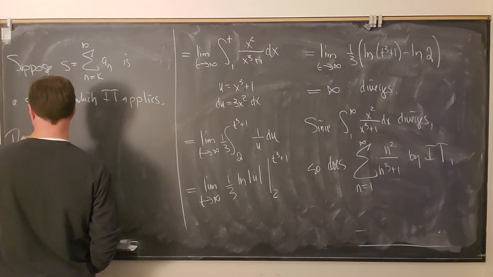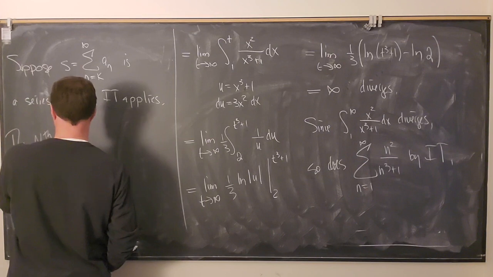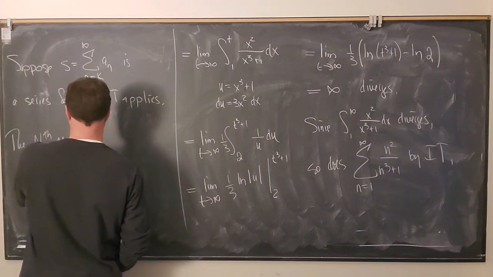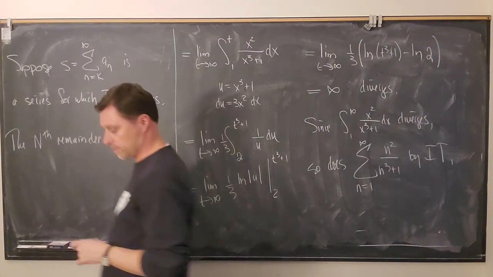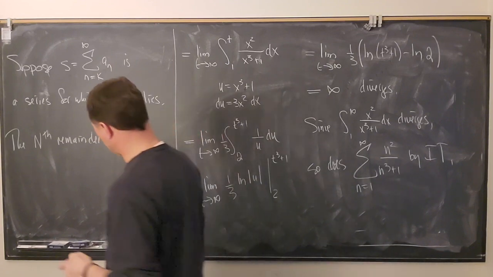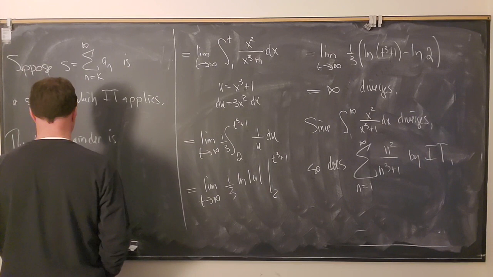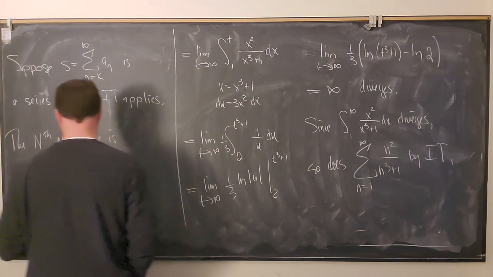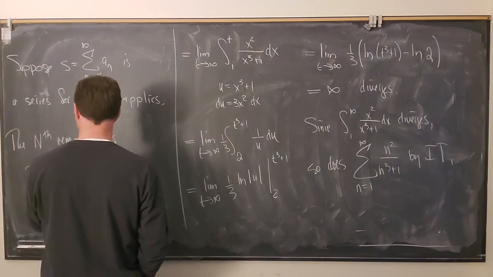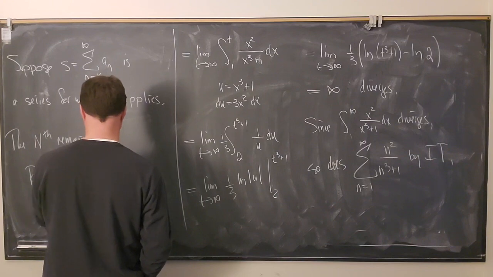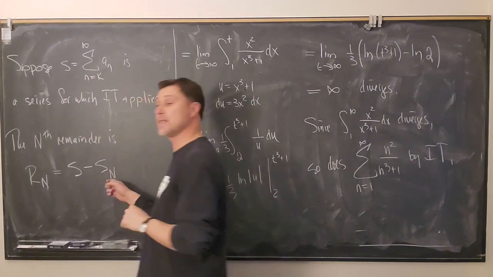The nth remainder, and we write this as r sub n, by definition is s minus s sub n, where s sub n is the nth partial sum.